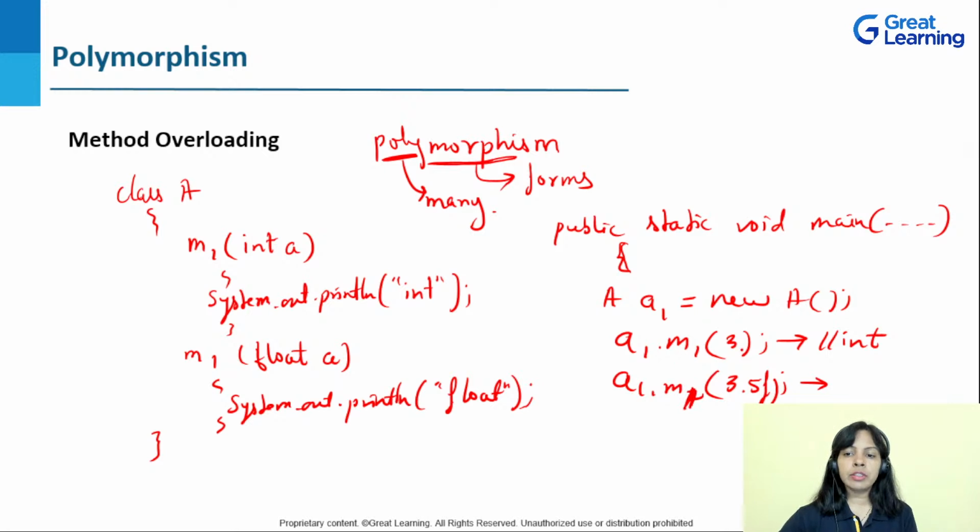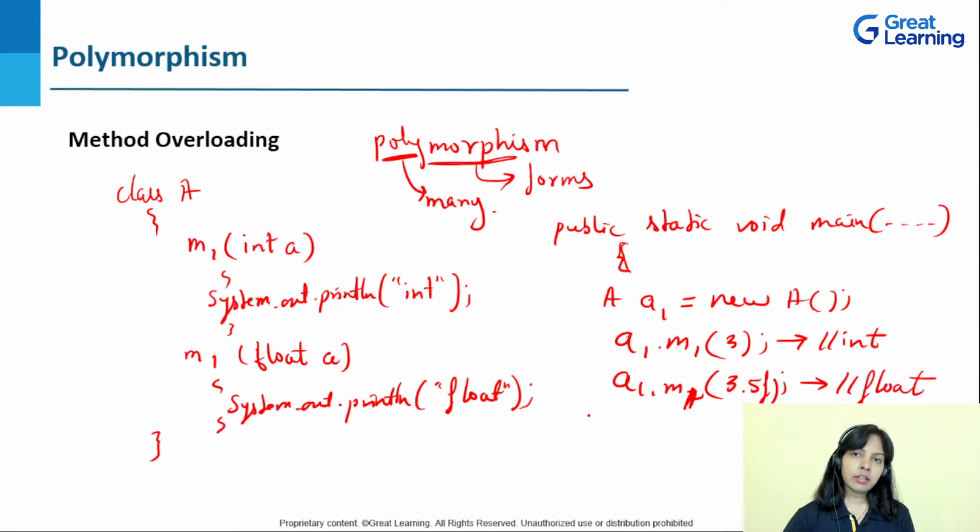So a1.m1, if I pass 3 here, it means which m1 should be called, which is having an integer parameter. If I write a1.m1(3.5f), it means which method should be called, which is having float as a data type parameter, right? So this will print what? Float.